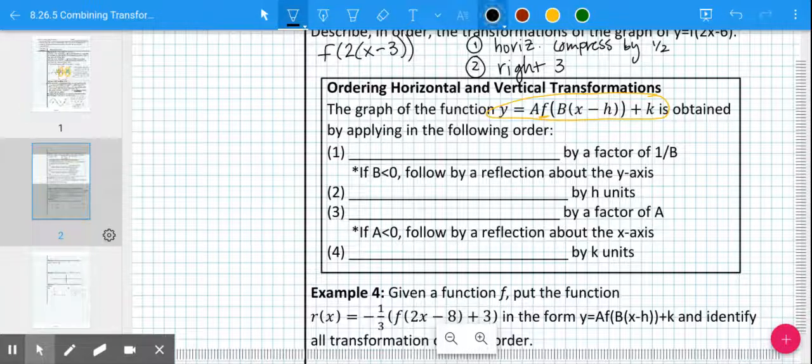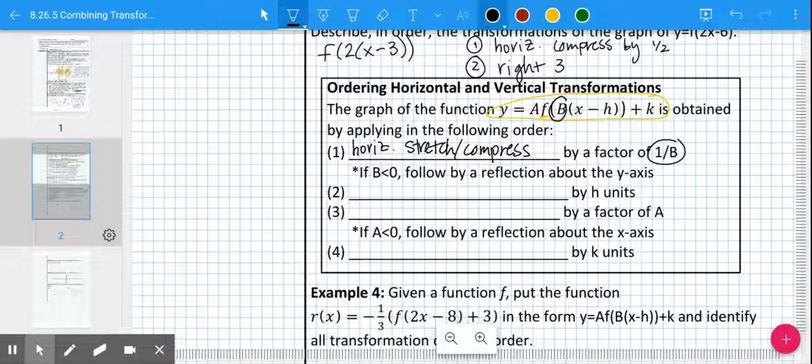So the first thing you're always going to do is start with the inside stuff. And the very first thing that you deal with is the b. So we take this b here, and what we're going to do is a horizontal stretch or compress, depending on what b is, by 1 over b. So if it's a times 2, you compress by 1/2. If it's a 1/3, then you're stretching by 3 or whatever. If b is negative, then you want to right away reflect it over the y-axis as well.